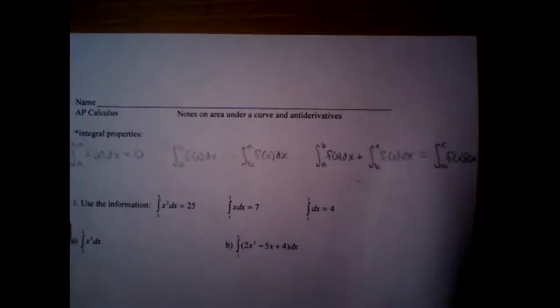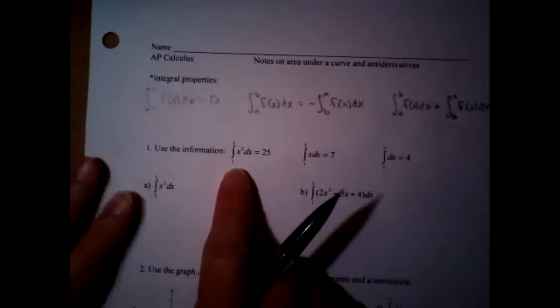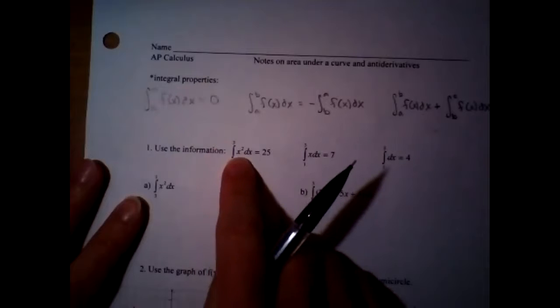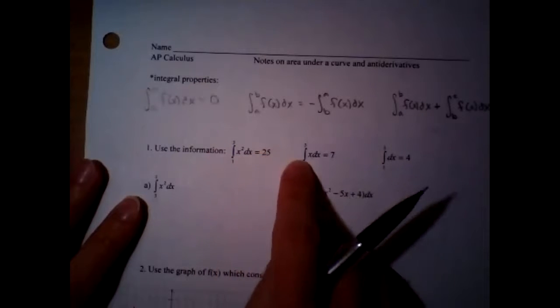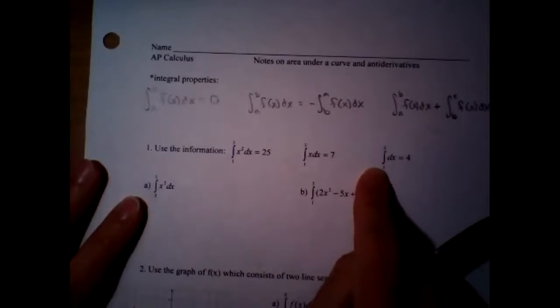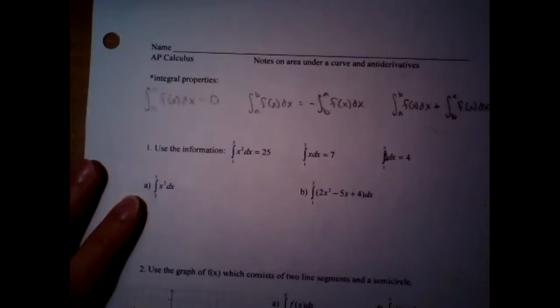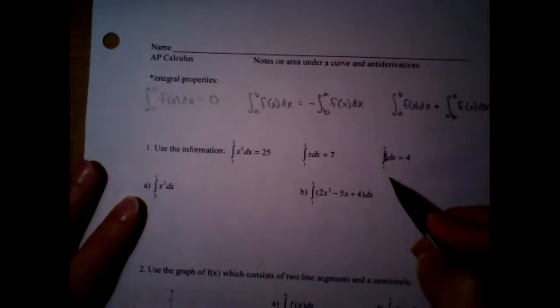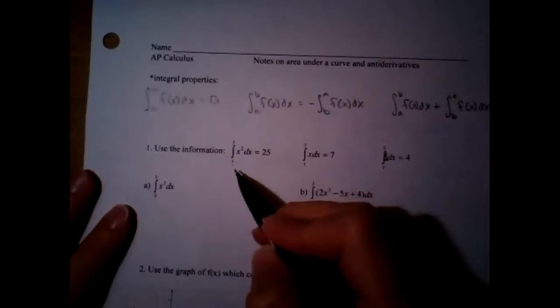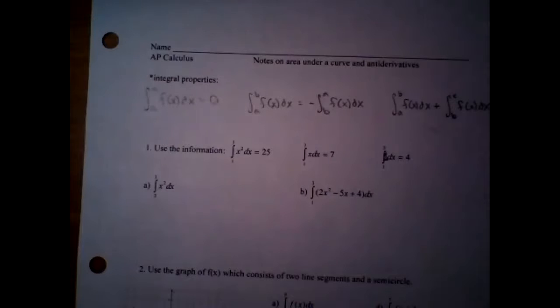And so for this first one, we're going to use this information to answer these questions. So we're given integral from 1 to 3 of x squared dx, that's 25. Integral from 1 to 3 of just x dx, that's 7. And integral from 1 to 3, and if you want to put a 1 in there to show that the integral is not empty, 1 dx, that's going to be 4. But notice the boundaries are the same for all of these. They're all 1 to 3, which is important because those are the numbers we're going to be using in these problems. If they were different, then we couldn't use that information to do the problem.